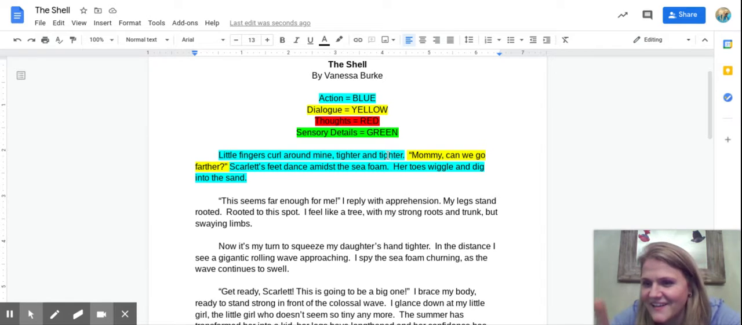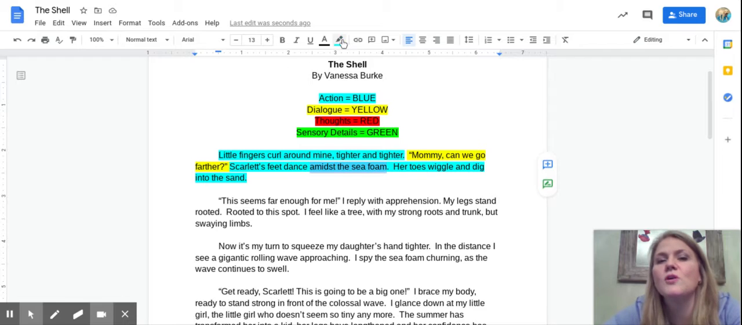But you know what? Actually, that's not true. I'm going to go back. Amidst the sea foam is definitely a sensory detail that shows us what the ocean looked like. So I'm going to go back in and highlight that in green.